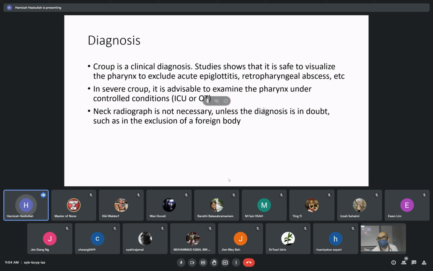Okay. Croup is a clinical diagnosis. Studies show that it is safe to visualize the pharynx to exclude acute epiglottitis, retropharyngeal abscess, etc. In severe croup, it is advisable to examine the pharynx under controlled conditions such as in the ICU or OT. Neck radiograph is not necessary in all cases unless the diagnosis is in doubt, such as in the exclusion of a foreign body.